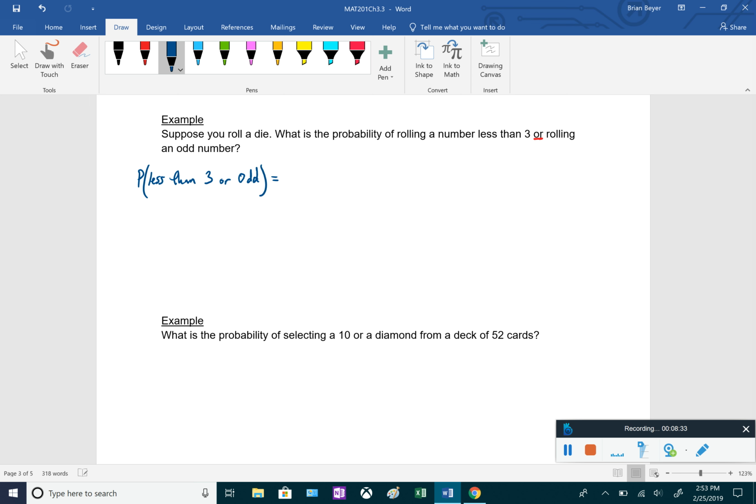Based on the formula, this is going to be the probability that it's less than 3, plus the probability that it's odd, minus the probability that it's less than 3 and odd.